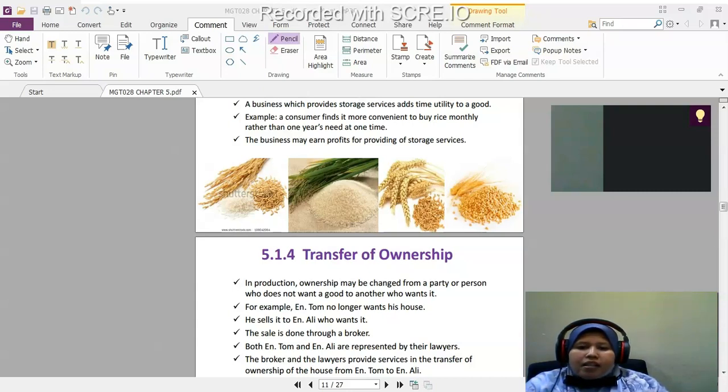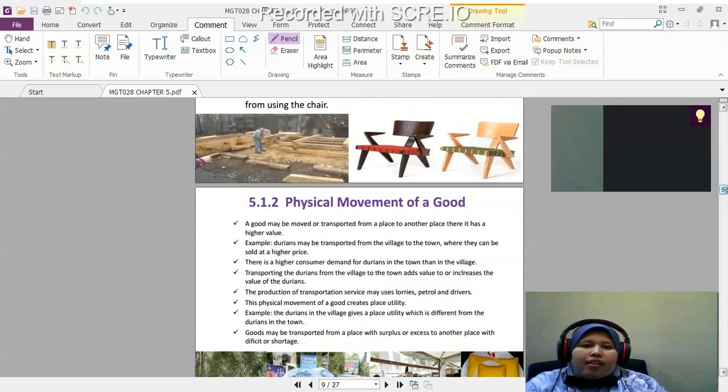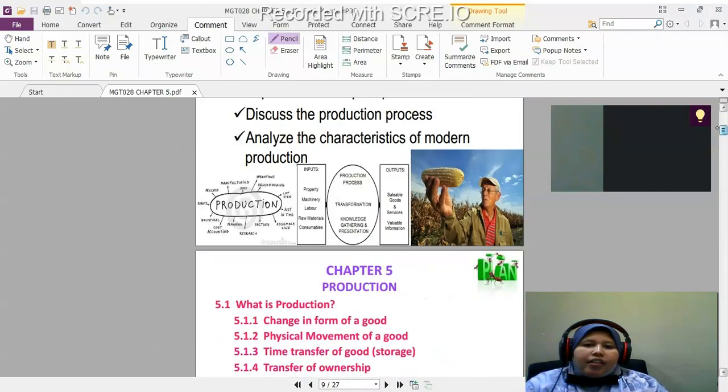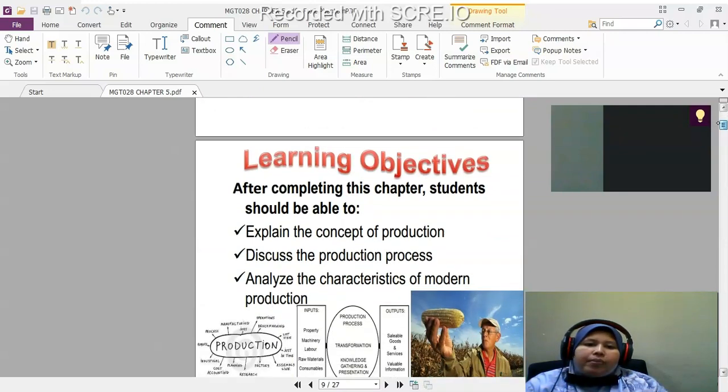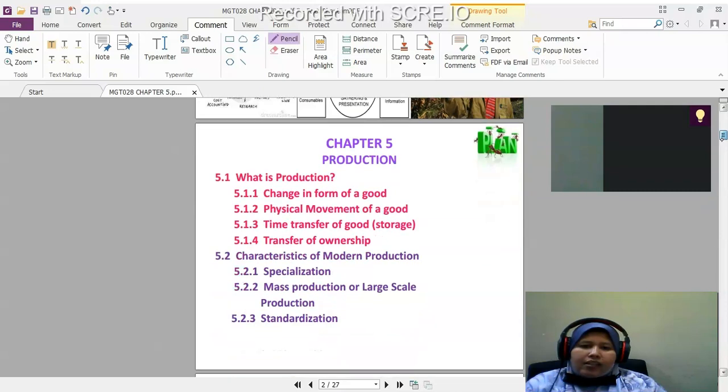So chapter number 5 is about production, right? What is production? The learning objectives: after completing this chapter, students should be able to explain the concept of production, discuss the production process, and analyze the characteristics of modern production. So this is the outline for chapter number 5.